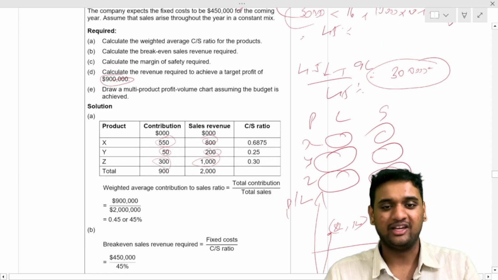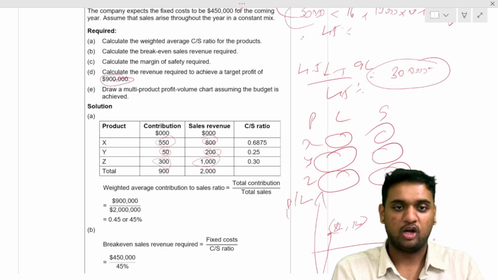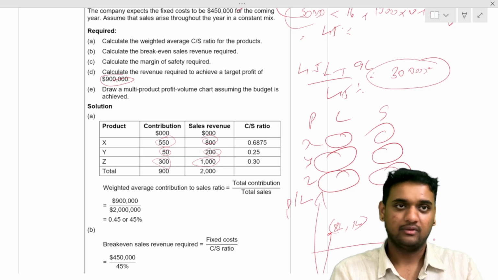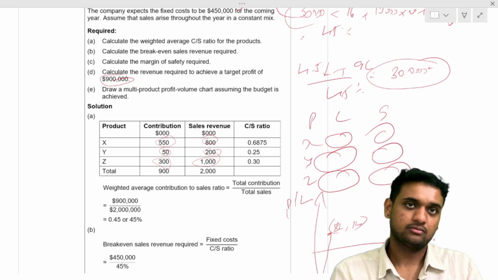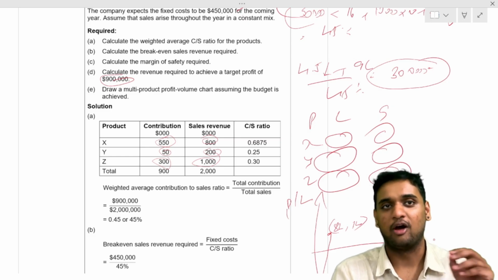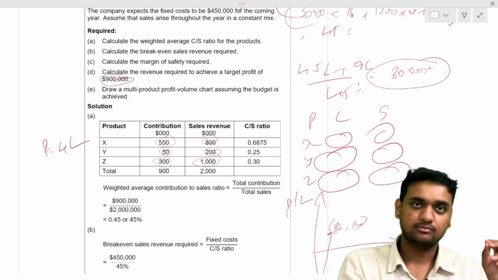I think you drew the table. From the table you take the total contribution. What's the total contribution of X and Z? 5 lakh 50 plus 3 lakhs, 8 lakh 50. 8 lakh 50 is the total contribution. What is the fixed cost? 4 lakh 50. Total contribution 8 lakh 50 minus 4 lakh 50 fixed cost. What is the profit? Profit is 4 lakhs.